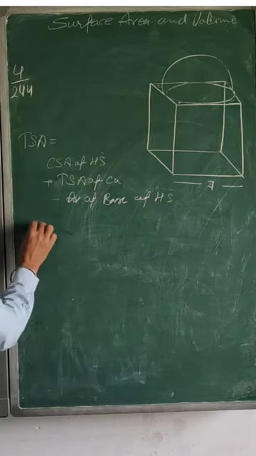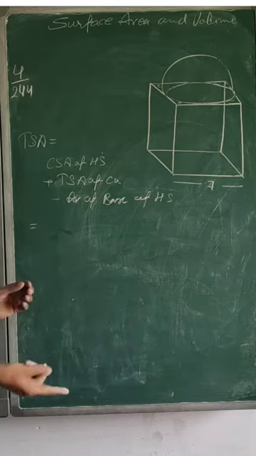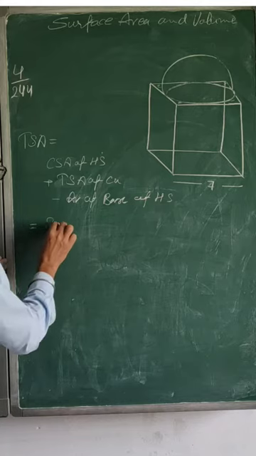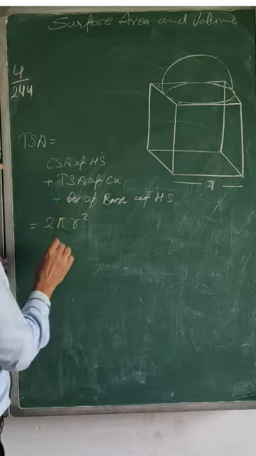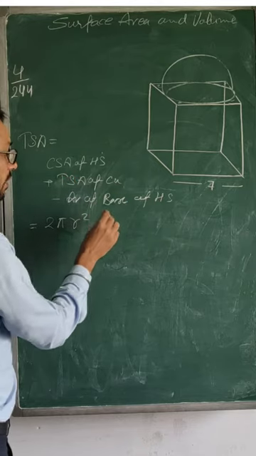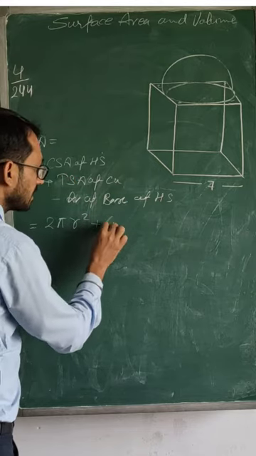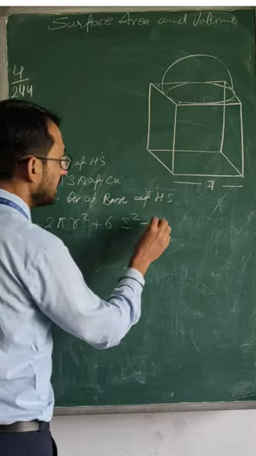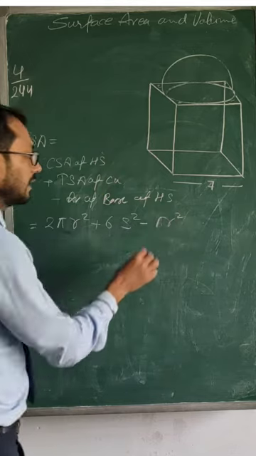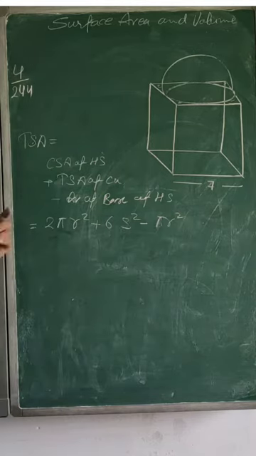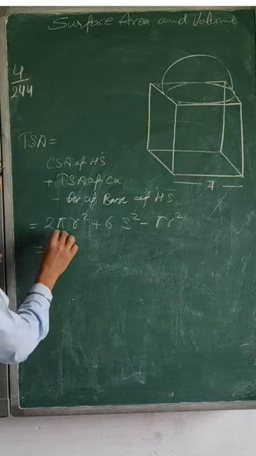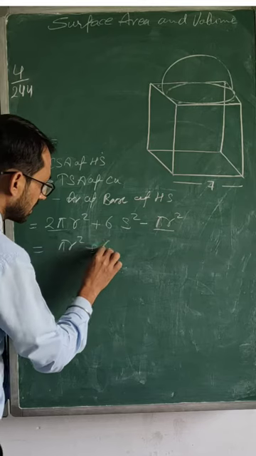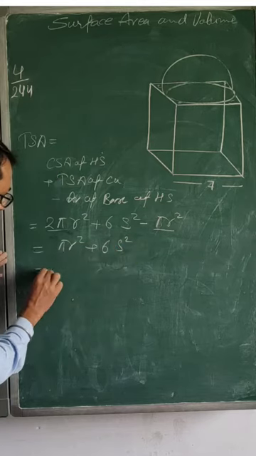So now curved surface area of hemisphere is 2 pi r square. Total surface area of cube is 6 into side square, minus area of base of circle, which is pi r square. Now we need to put the values. So first of all, 2 pi r square minus pi r square will be pi r square, plus 6 into side square. Now let us put the values.